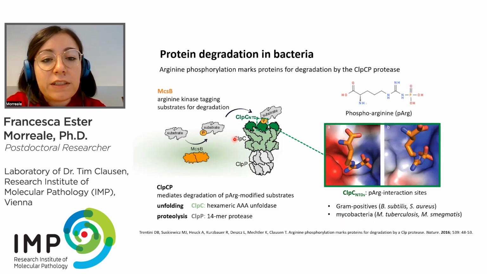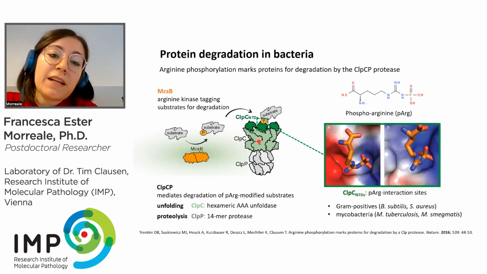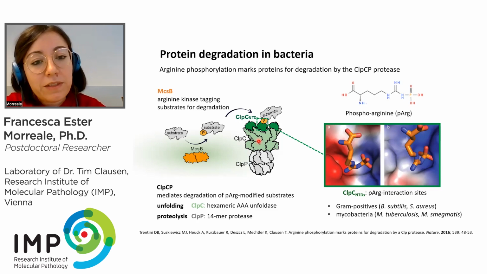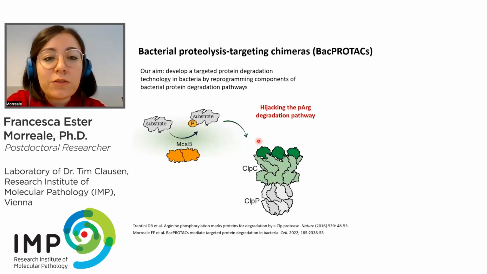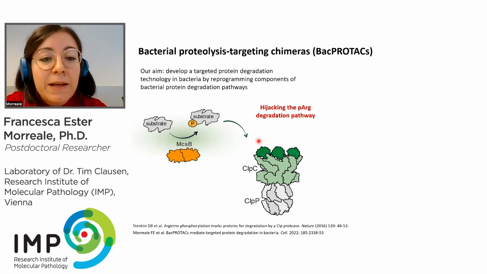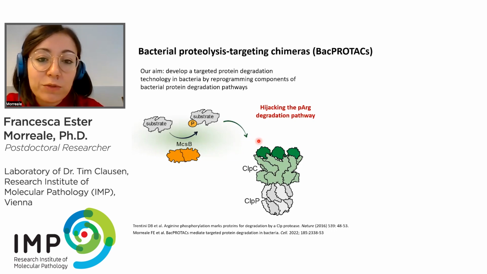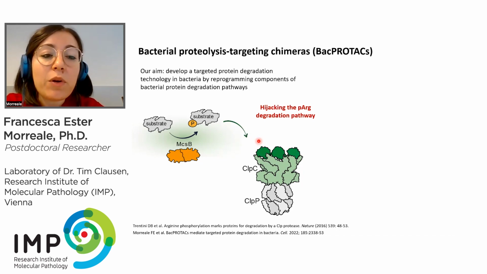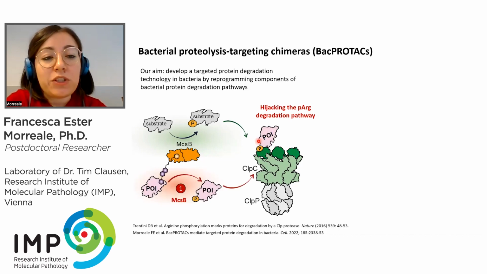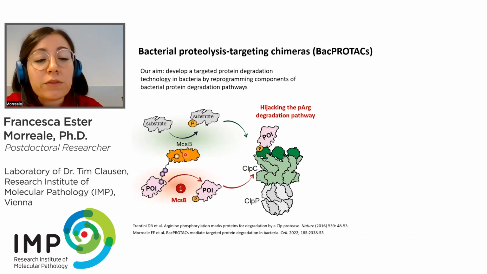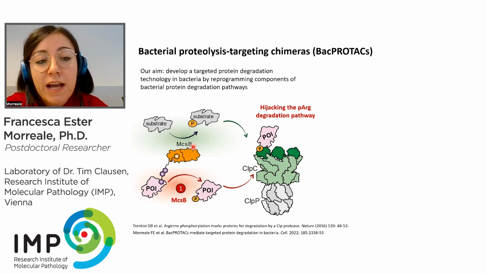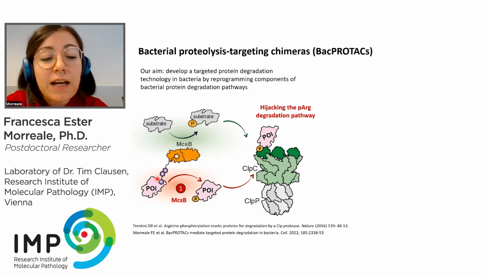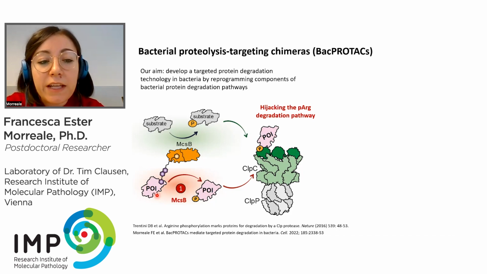So this post-translational tagging and degradation machinery reminded us somehow of the ubiquitin-proteasome system. And we decided, therefore, to focus on this to find a small molecule that could hijack this pathway. So starting to plan how to design our degraders, the most direct equivalent to eukaryotic approaches would be to hijack the tagging machinery. So to find bifunctional small molecules, which on one side would bind to our arginine kinase, McsB, and on the other side would bind to the protein we want to target for phosphorylation and subsequent degradation.